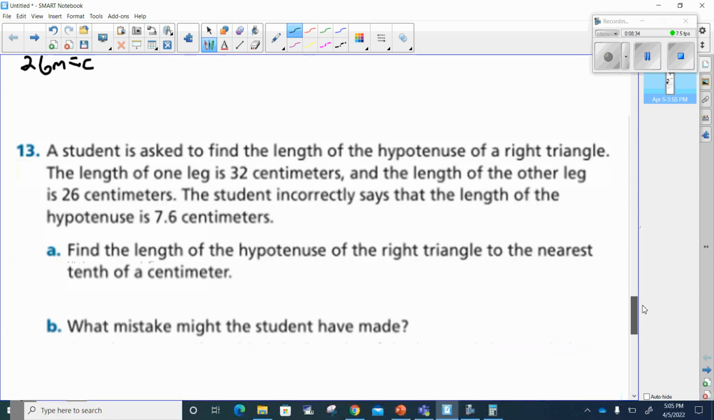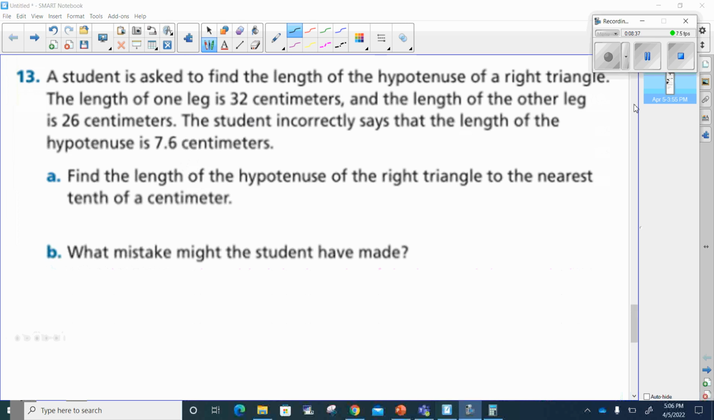I had number, see, that was 11, so I've got number 13. Number 13 says a student is asked to find the length of the hypotenuse of a right triangle. The length of one of the legs is 32. So if I was to make a right triangle, I'm just going to go ahead and put a shape in here. None of these look like right triangles. Let's see if I got any other shapes. Over here maybe? There we go. So we got a right triangle here. Okay, one of the legs is 32. And the length of the other leg is 26.